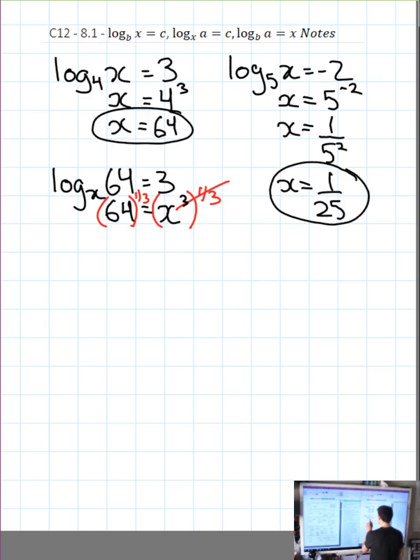So I'm going to mirror this equation. So x is now equal to 64 to the 1/3. Now let's work on 64 to the 1/3.